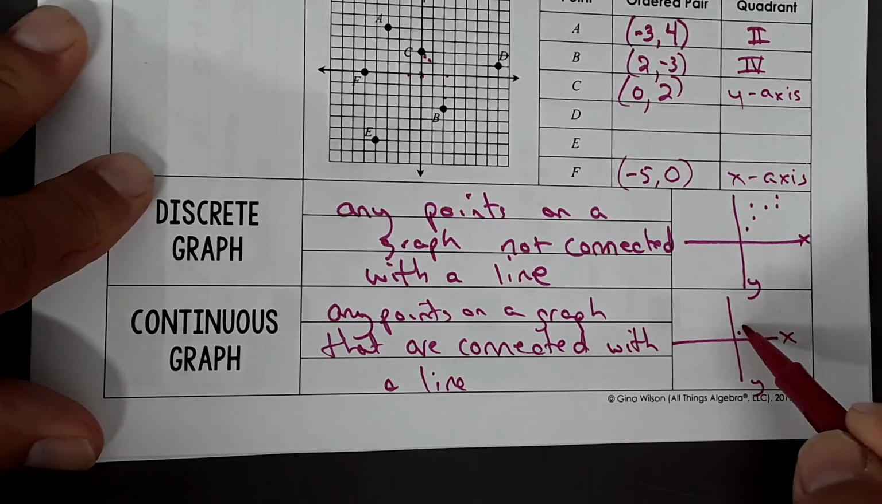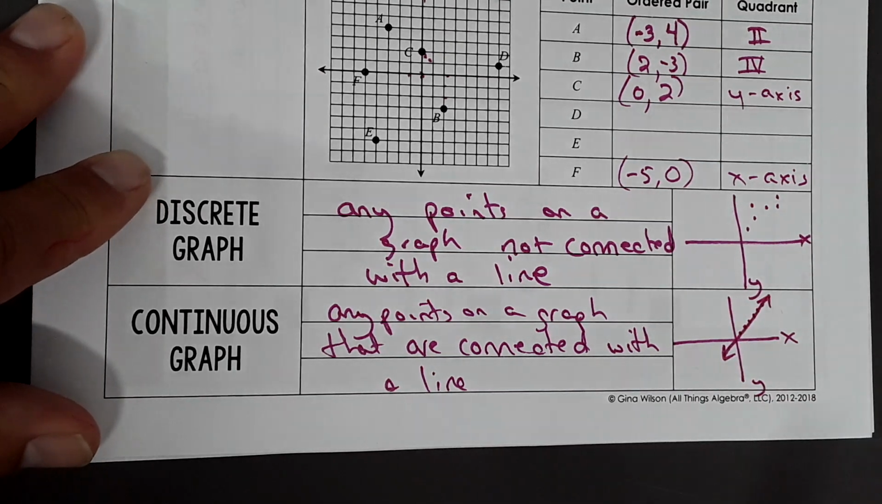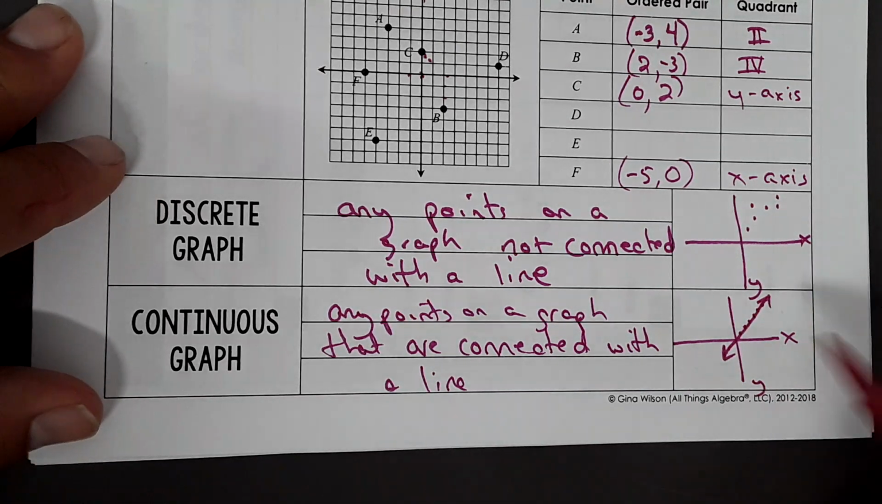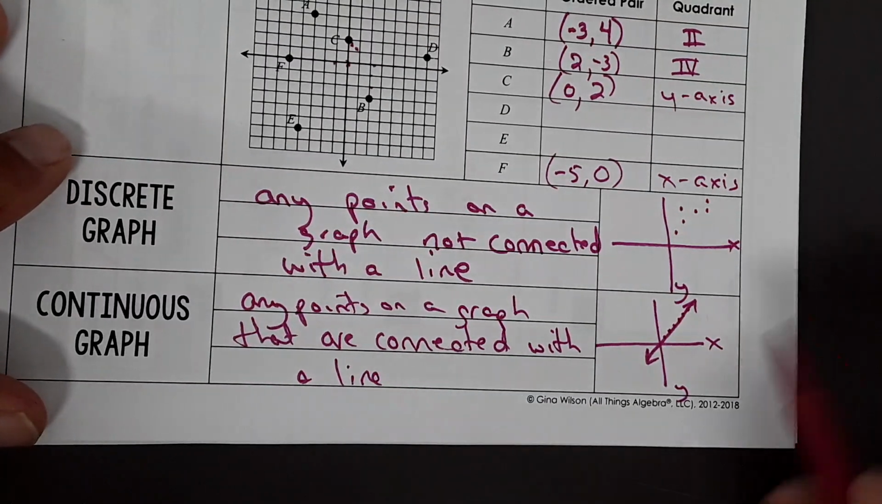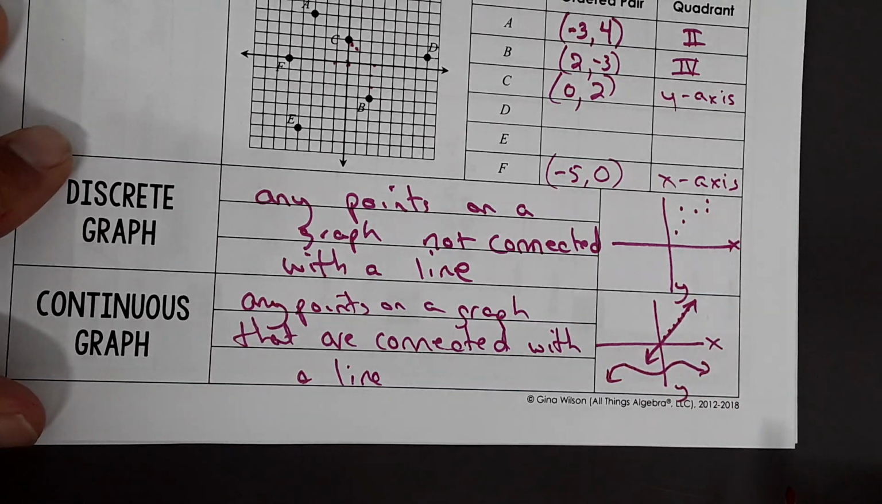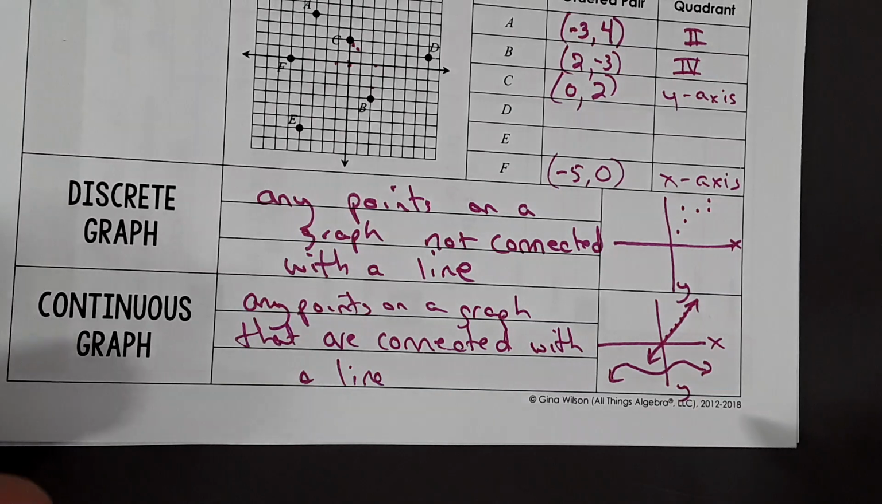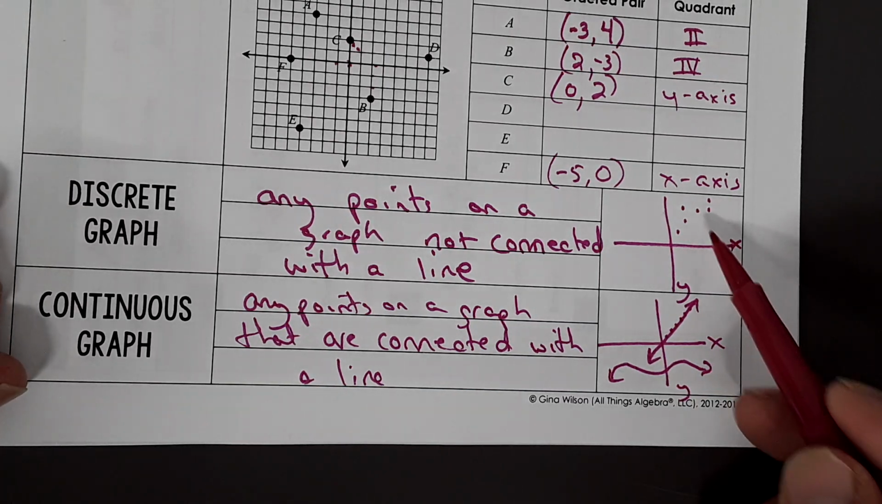So if I had points on a graph that I could connect with a line, then that would be continuous. And it doesn't have to be a straight line necessarily. It could be a curved line, but it's still continuous. You can connect the dots. Not connected is discrete, connected is continuous.